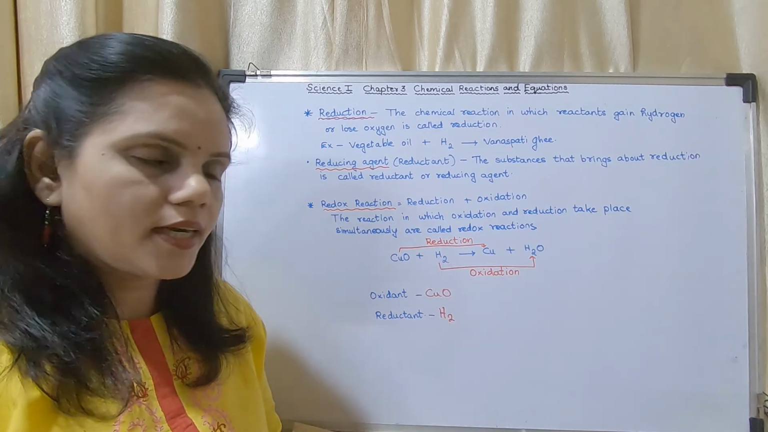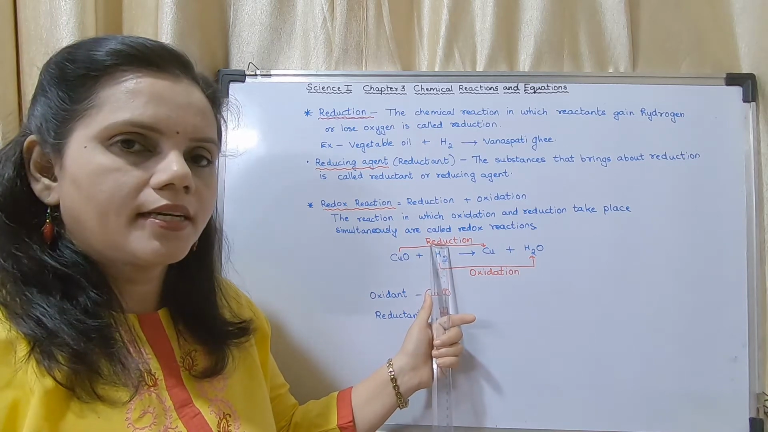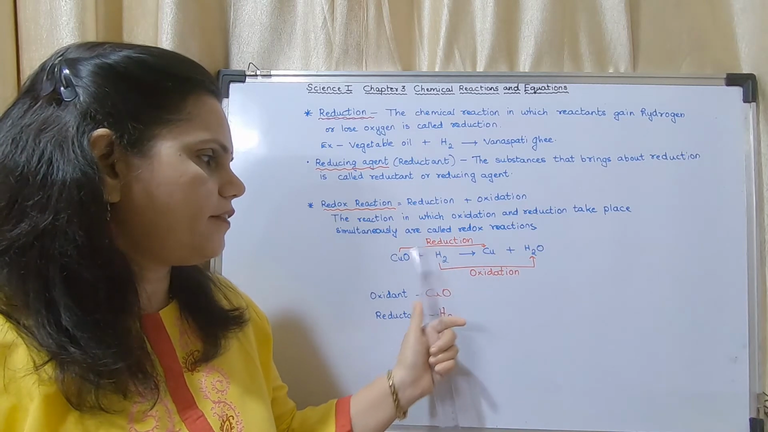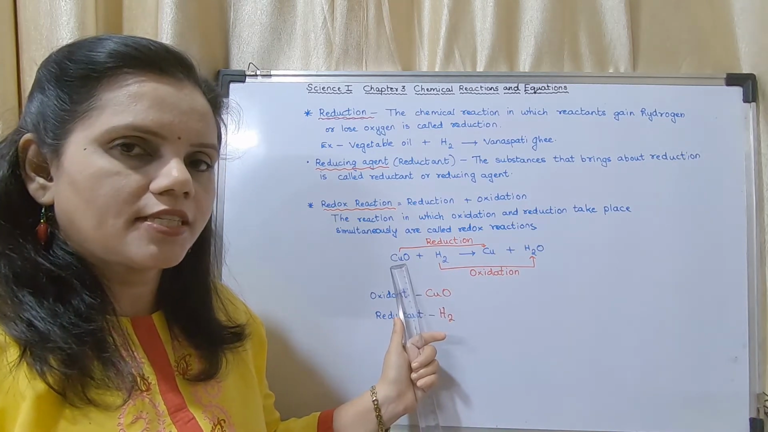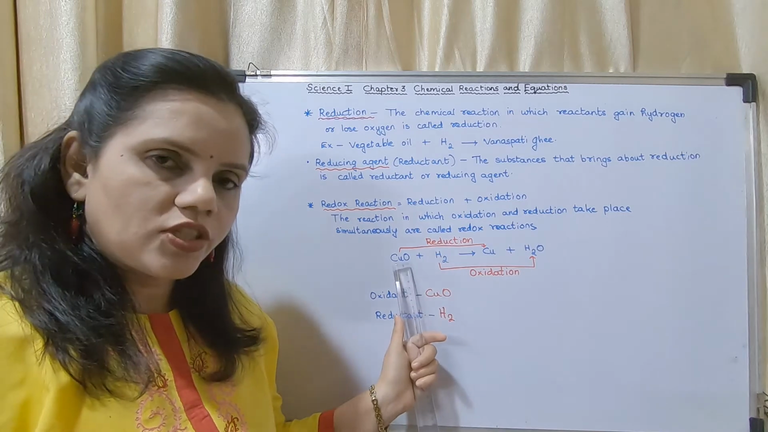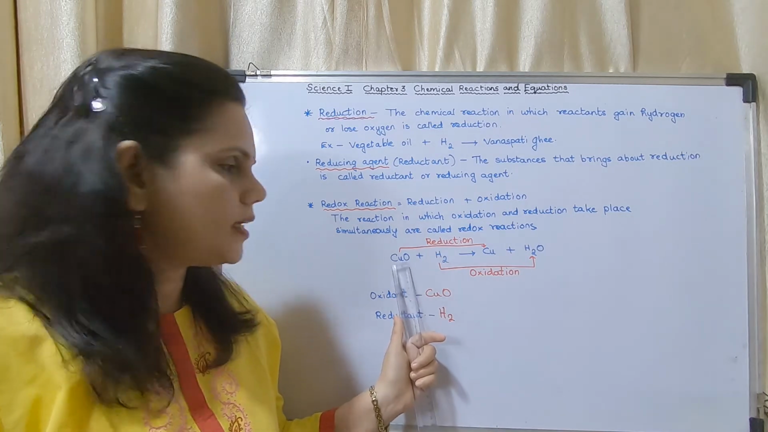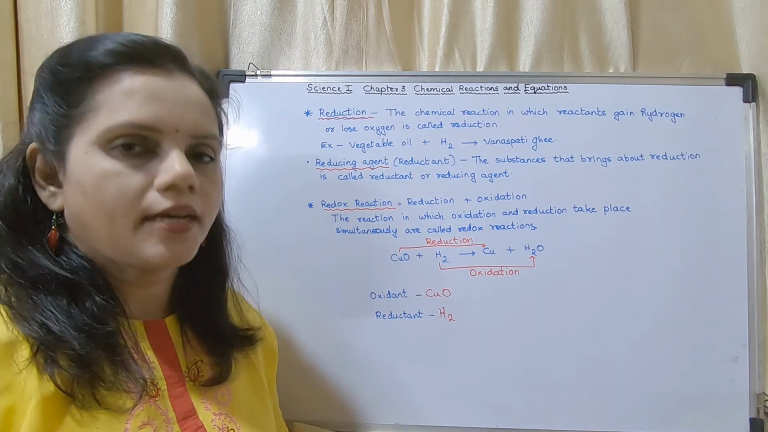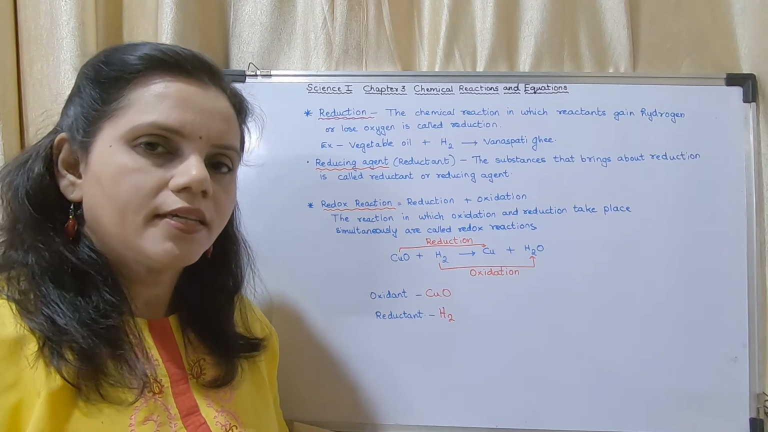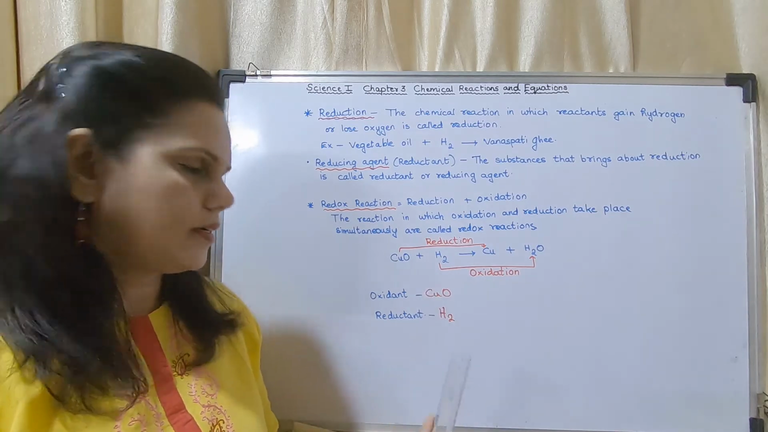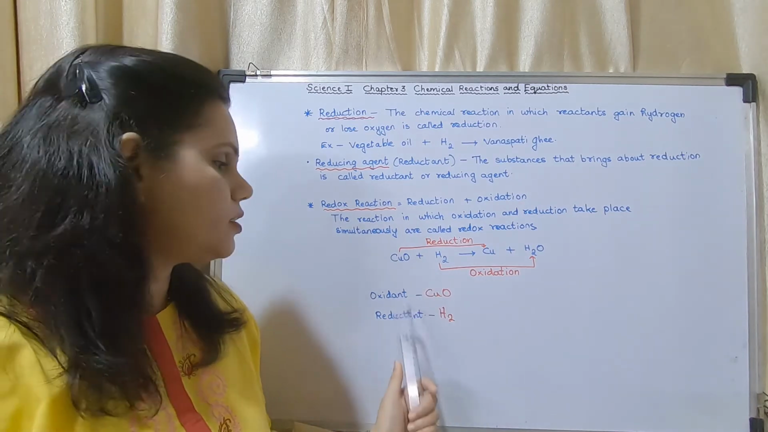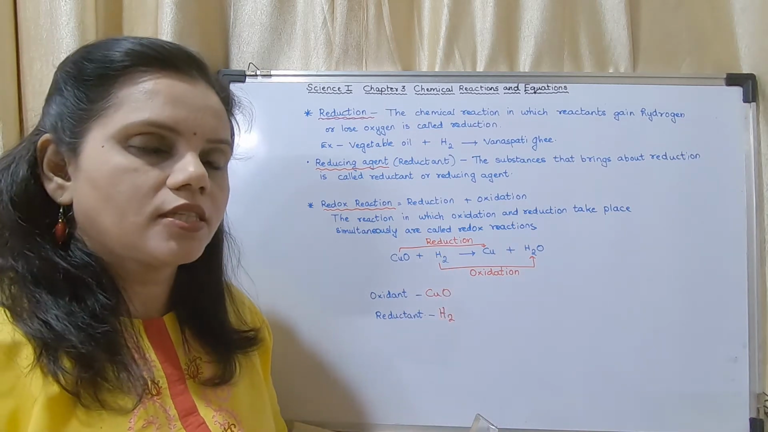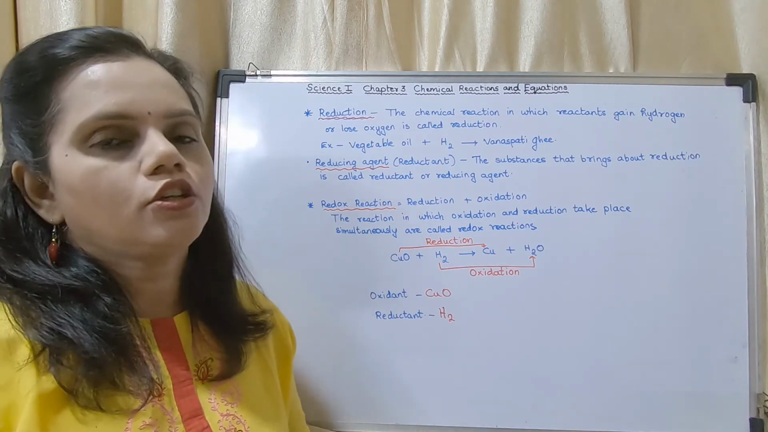How did I tell it like that? Because this is reduction. CuO is getting converted into Cu. The reactant from where reduction starts, that will be the oxidant. Where oxidation starts, that will be the reductant. Okay, that way you may remember. That will be easier. And actually, what is oxidant? The one who provides oxygen is the oxidant, and the one who takes oxygen is the reductant. That also you may remember.